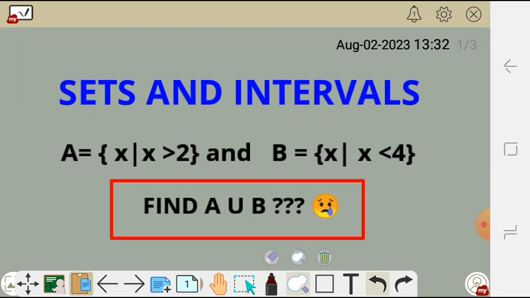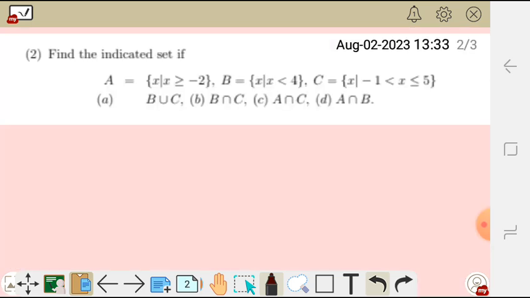Where we are going to look at questions which involve set builder notations. So in this video I'm going to continue from where we stopped. We looked at question 2a in the previous video, and we're going to continue from question 2b.